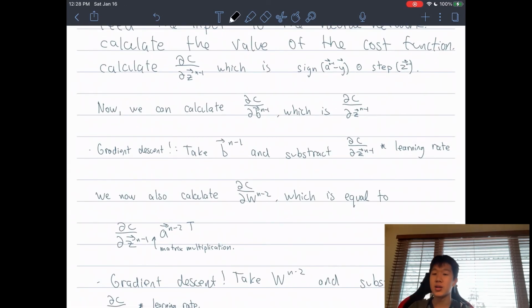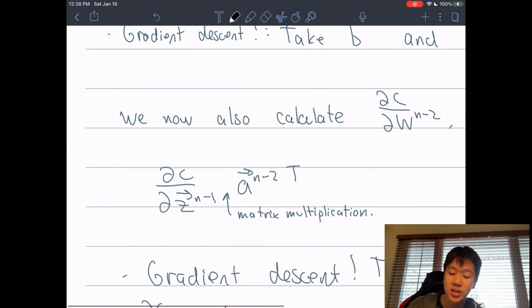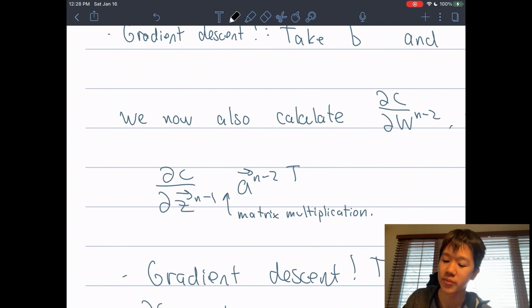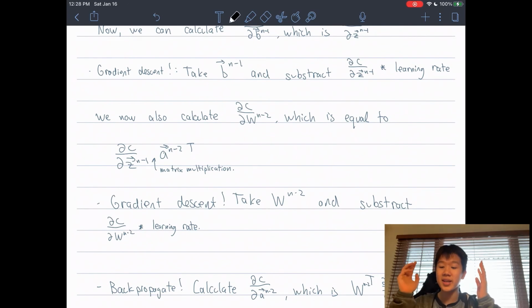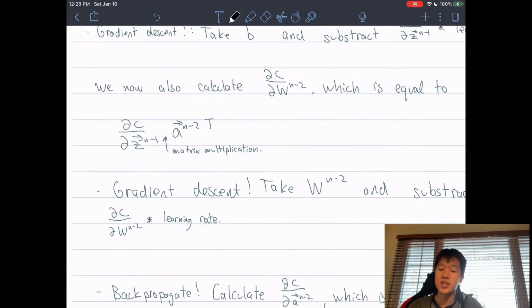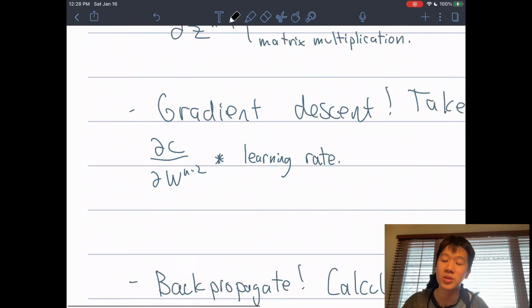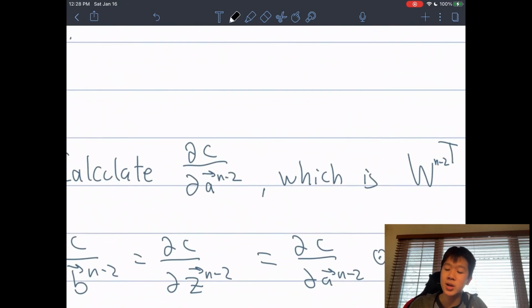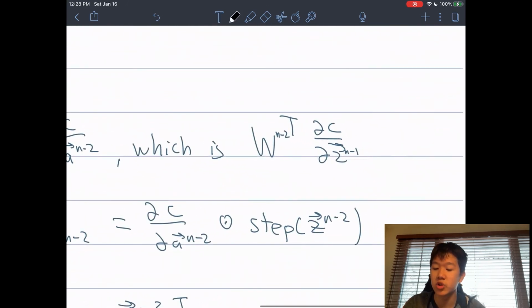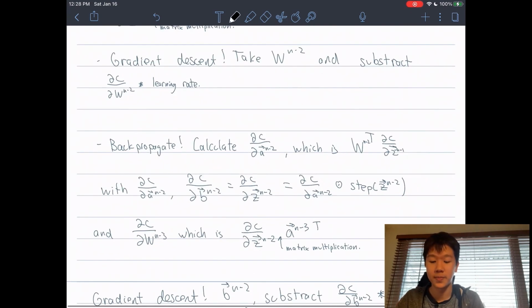We're now also going to calculate del C over del W n minus 1 n minus 2, which is just equal to del C over del Z n minus 1 matrix multiplied with the transpose of a n minus 2. Gradient descent again. We're going to take W n minus 2 and subtract del C over del W n minus 2 times the learning rate. Now we're going to backpropagate. So we're going to calculate del C over del A n minus 2, the one before the output layer, which is just going to be W n minus 2 transposed times del C over del Z n minus 1.